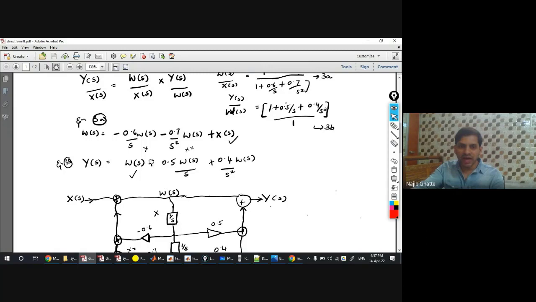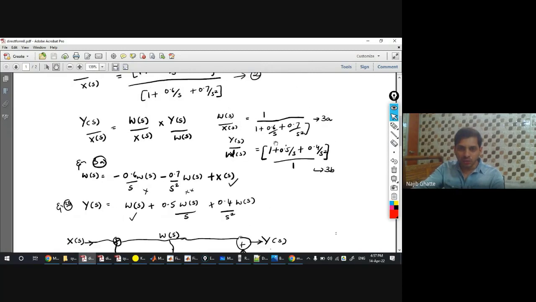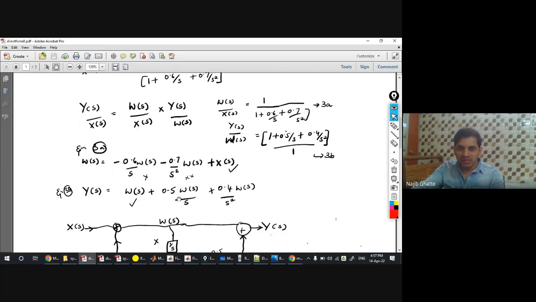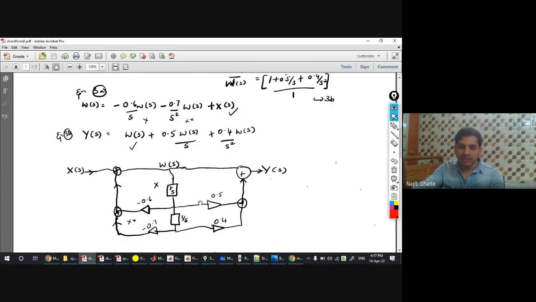So we can see here we have W of s equal to minus 0.6 upon s W of s minus 0.7 upon s square W of s plus x of s. Same way we can have y of s equal to W of s plus 0.5 W of s upon s plus 0.4 W of s upon s square. So this is the simplification of equation 3a and simplification of equation 3b. And then we have come up with this final graph.